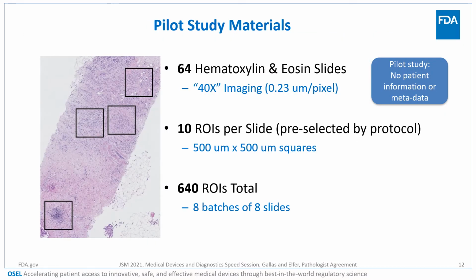Our study materials start with 64 hematoxylin and eosin stained slides. The H&E stain is what produces the pink and purple colors. We pre-select 10 regions of interest on each slide for a total of 640, and we split the work into 8 batches of 8 to break the study into bite-sized chunks. One batch takes about 30 minutes.